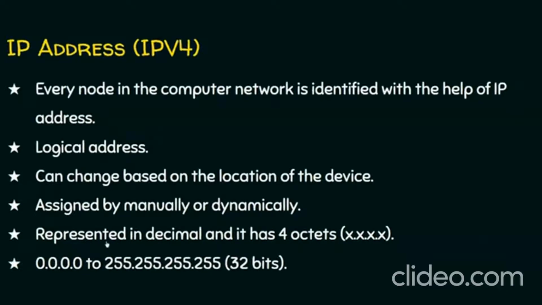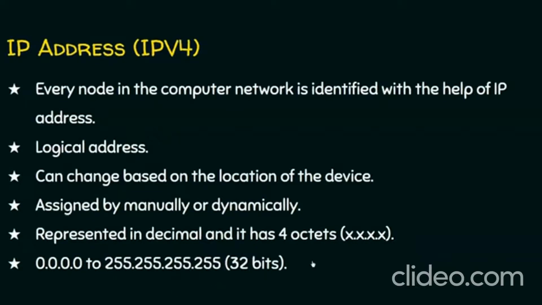And IPv4 addresses are represented in decimal, and it has 4 octets. It means 4 parts, say x.x.x.x, and each of these x takes a value between 0 and 255. So this x can be between 0 and 255. Likewise, all the x can be between 0 and 255. So the range of IP addresses is from 0.0.0.0 to 255.255.255.255, and the total number of bits in every IP address will be 32 bits.